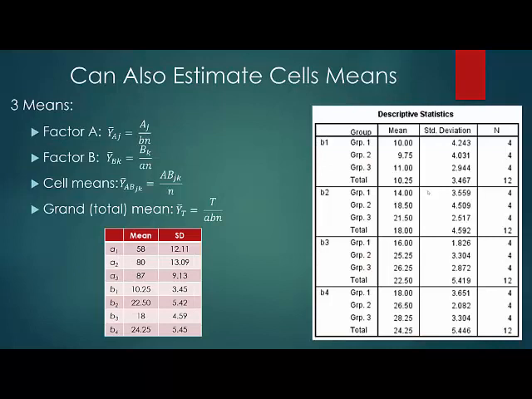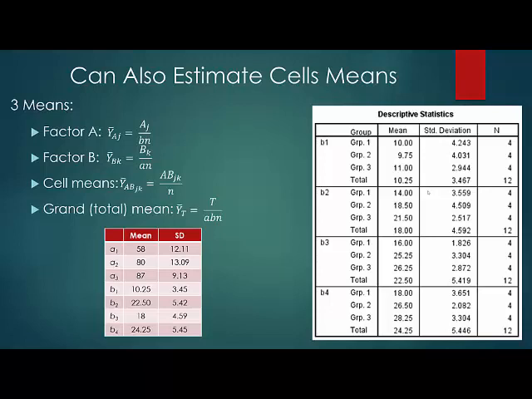And so instead of just adding them up, we can also take means. It doesn't matter if we use means or sums, they're both going to give us the same information within the ANOVA table. But from those cells, we can actually estimate 3 overall means, 4 means if we also include the grand total mean.